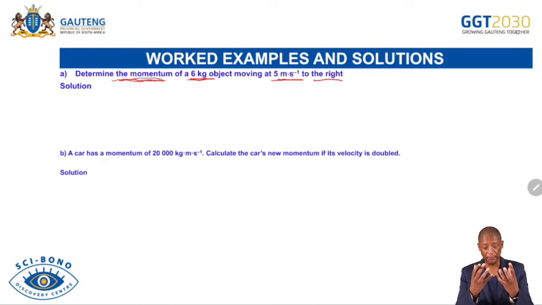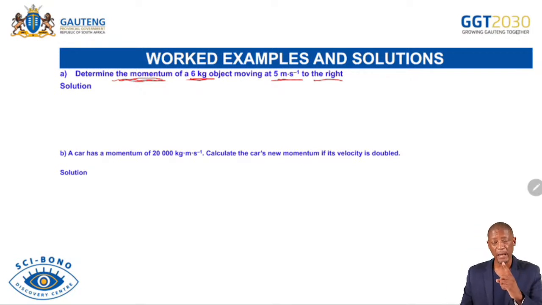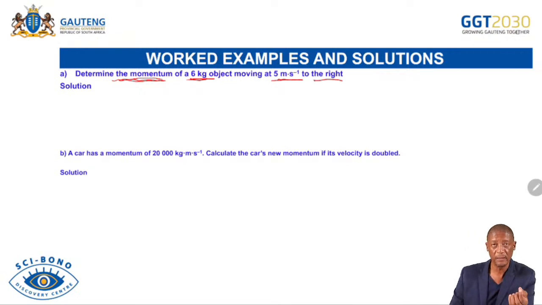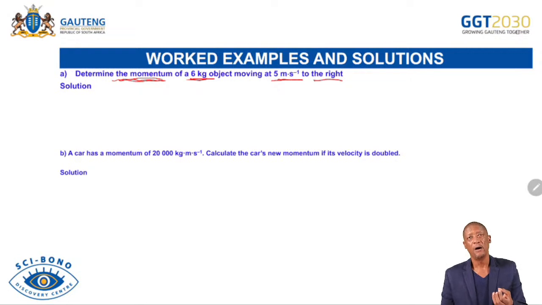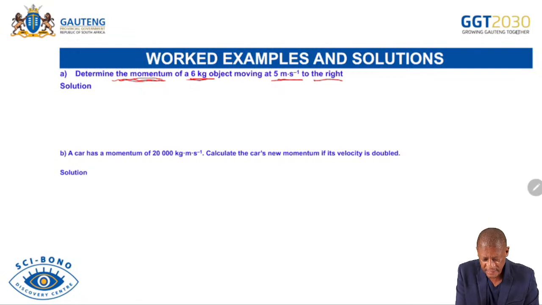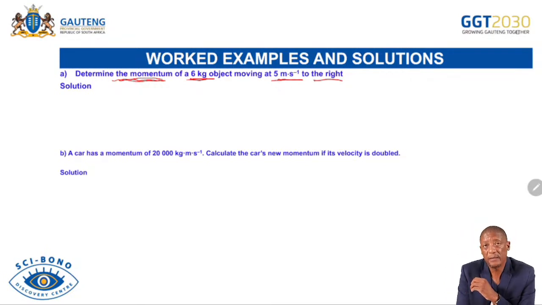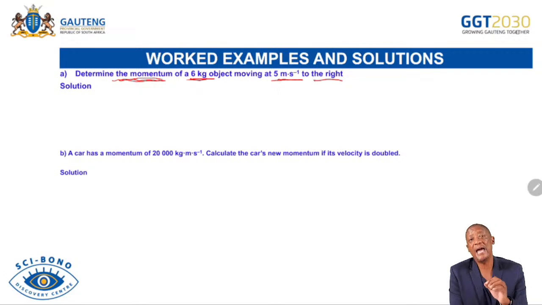So the data that I've been given is that, one, I must determine momentum. In other words, they want us to calculate momentum. Determine, they want us to calculate, right? Momentum of the mass of 6 kg, an object moving at 5 meters per second to the right. Right. Now, I said it and I'm still saying it to you.